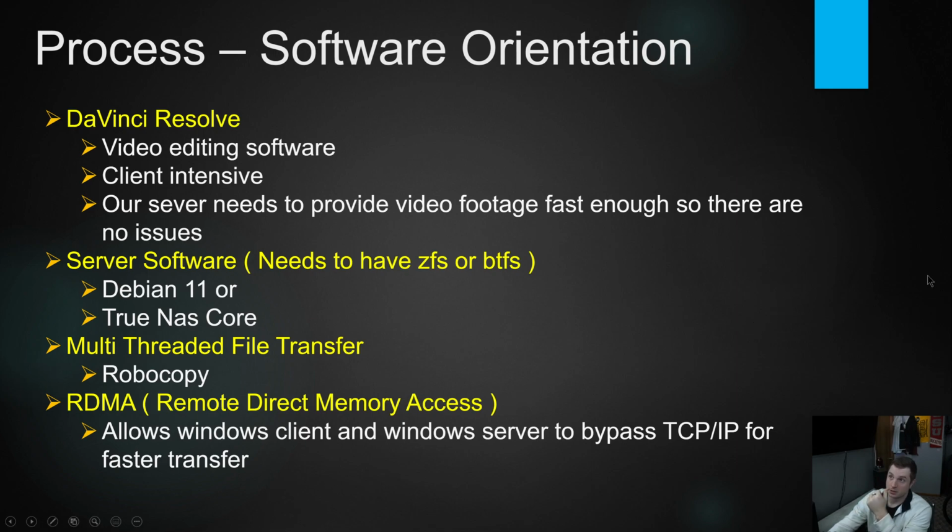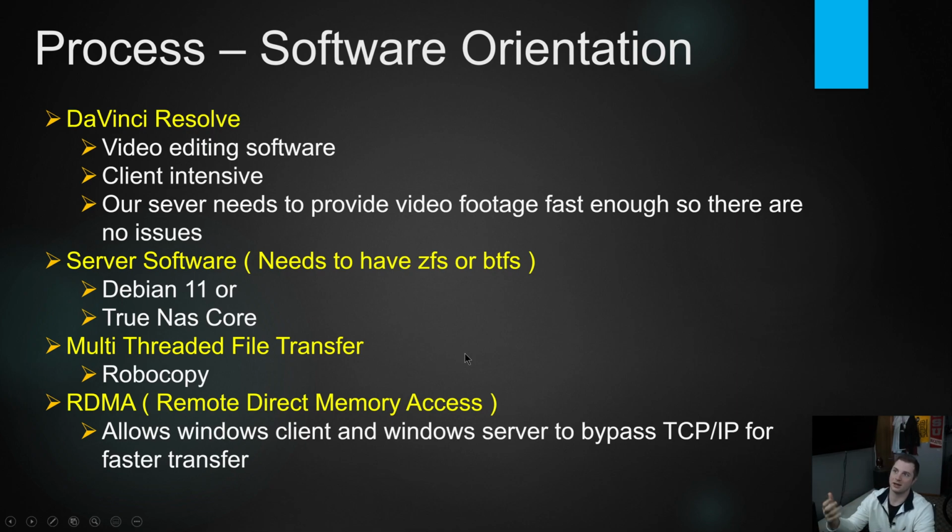Okay, our server needs to provide video footage fast enough so there are no issues. Again, this is a latency problem. We are incurring a little bit of a latency issue with the network. However, if it's just from a computer to a switch to the server, if we have that on an NVMe drive, we should be fine, okay?